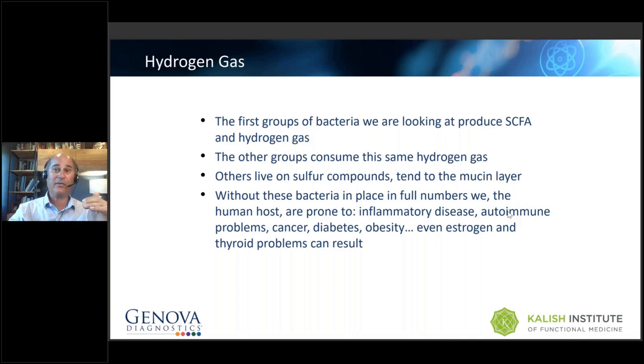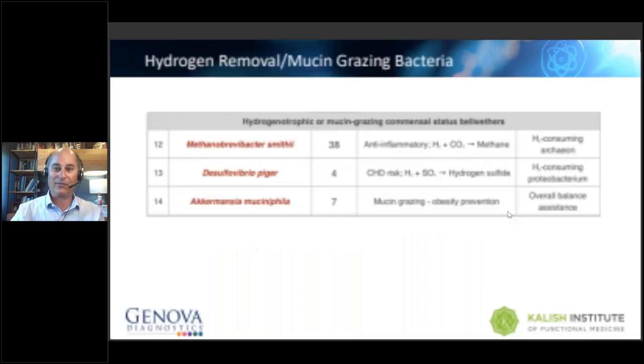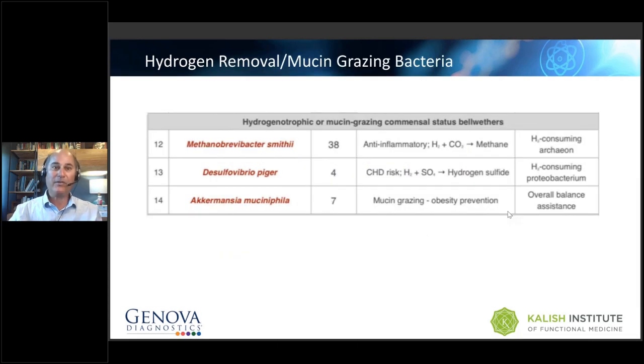So again, 3 different groups. They make short chain fatty acids, they make hydrogen, they consume hydrogen. And there's some other random ones that do things like live on sulfur and have funny other functions, okay? These are hydrogen consuming bacteria that are on the test. M. smithii, D. piger, and probably the most famous of these, Akkermansia muciniphila, okay?